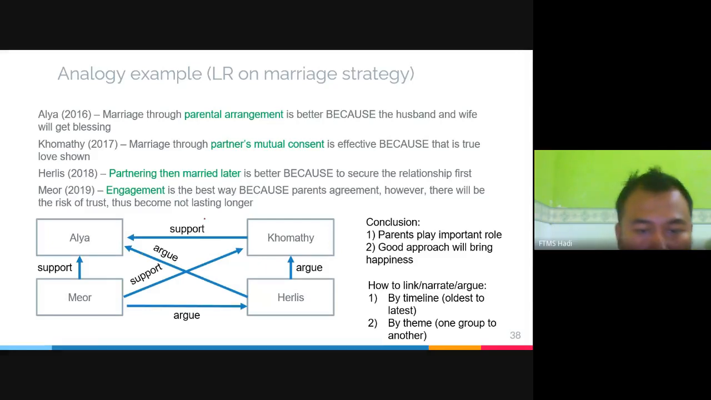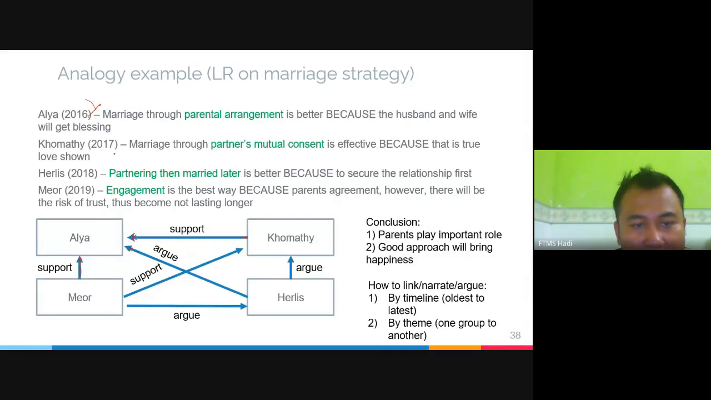Okay, I put Alia first because Alia's work came first, 2016. Komati 2017 can support Alia. And then Herlis argues with Alia, because Alia is 2016 and Herlis 2018, so Herlis might not agree with what Alia says. Mio also supports Alia because probably they have the same way of saying. So why does this arrow go to Alia? Because Alia did his work first.